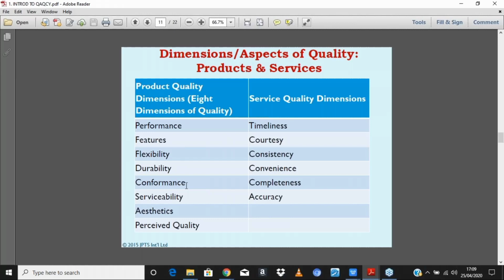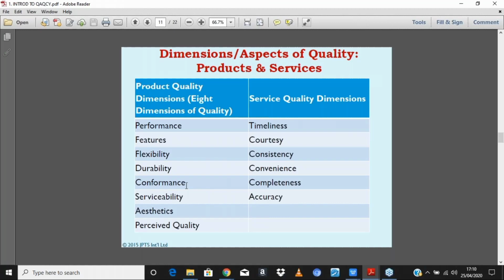Okay, in other words, what are we going to look at in terms of services that can determine how quality a service is? So the first is what we call timeliness. Second is consistency. Third is courtesy. Fourth is convenience, completeness, and accuracy. Let me quickly define that.